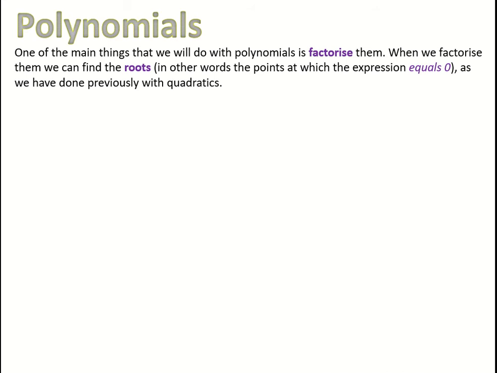One of the main things that we want to do with polynomials is factorize them. When we factorize them, we can find the roots. This is going to help us when we actually want to draw the graph, because we can find the point where it crosses the x-axis. But we're also going to be looking at this when perhaps 2 lines meet, and we want to find the points where they meet. That's what we mean by the roots, in other words, the points at which the expression equals 0.